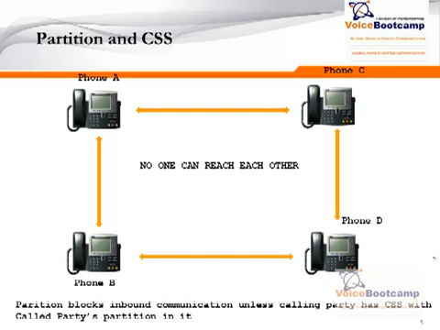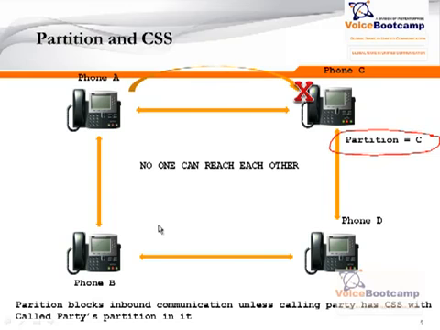Now let's assume I'm going to create a partition which blocks inbound communication unless the calling party has a CSS. In this scenario, I have put phone C into partition C. So here is partition C, which is assigned to phone C. Because I have broken the normal behavior of null partition and null calling search space, at this stage phone A can no longer dial phone C, because phone A does not have a calling search space with partition C yet. Phone D belongs to partition D. So nobody can dial phone D either.